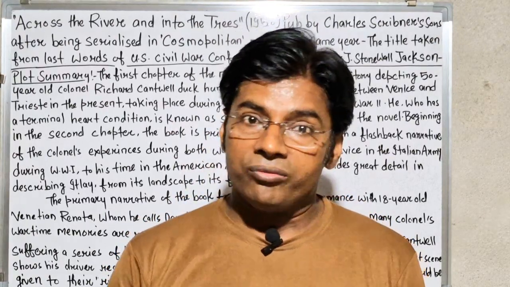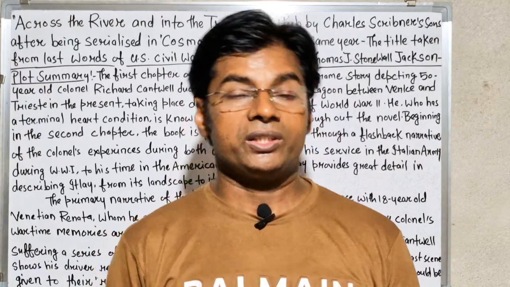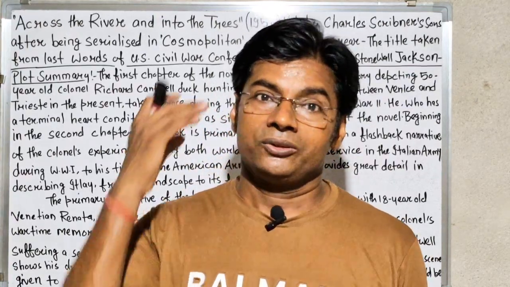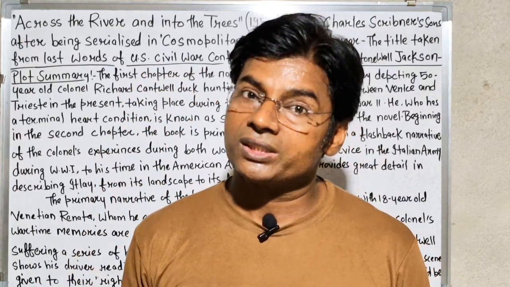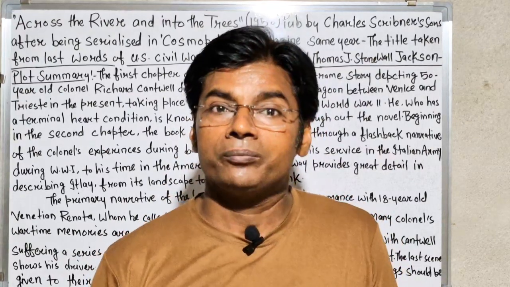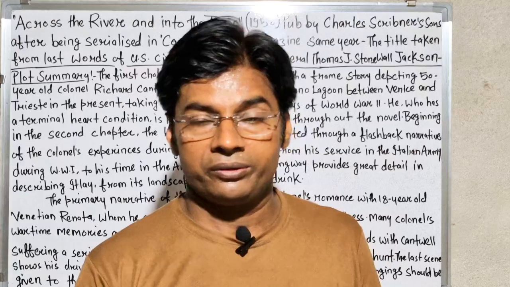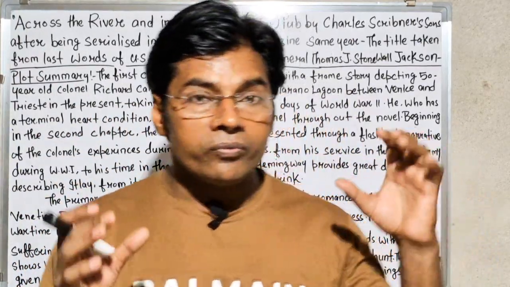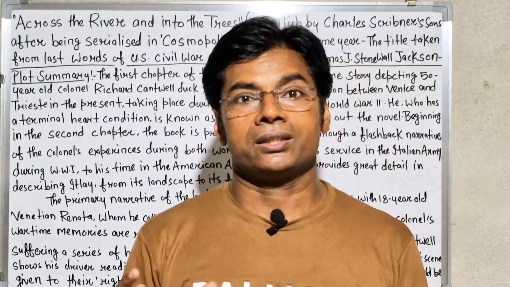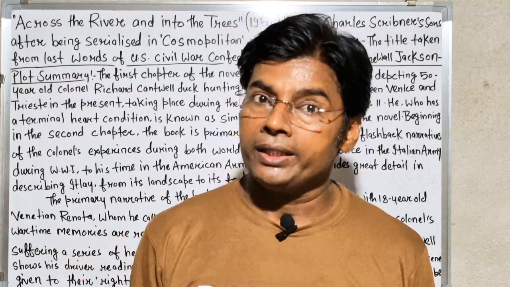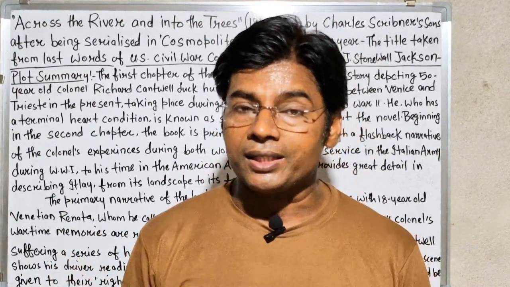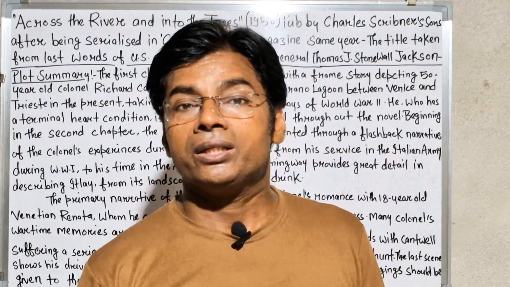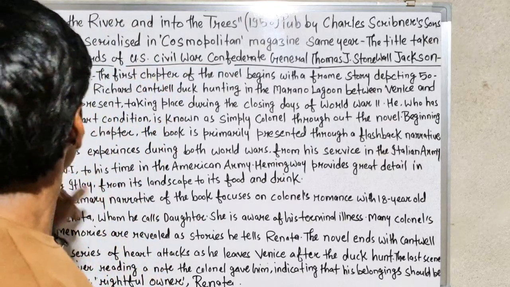He is a 50-year-old man. Remember this, he is a 50-year-old man with a lot of experience under his belt. Why? Because he fought in World War I and World War II. And when the novel opens, we see him on a duck hunting trip between Venice and Trieste. Remember this. This is the time when World War II is just coming to an end. So this middle-aged man is seen on a duck hunting trip between Venice and Trieste.